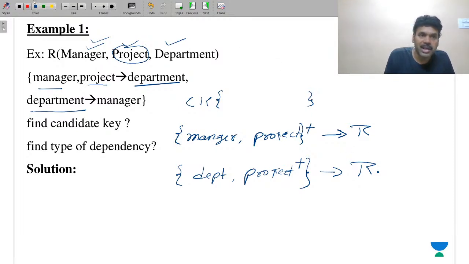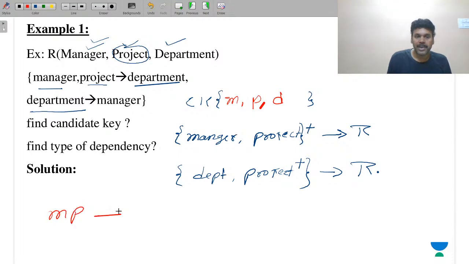Now your candidate keys are two. What are they? Manager and project, and project and department. There are two candidate keys. Okay. What are the dependencies there? MP gives D. This, you all know, is a fully functional dependency because MP is a what? Candidate key.